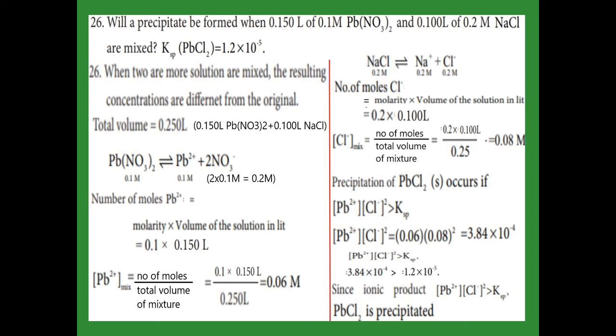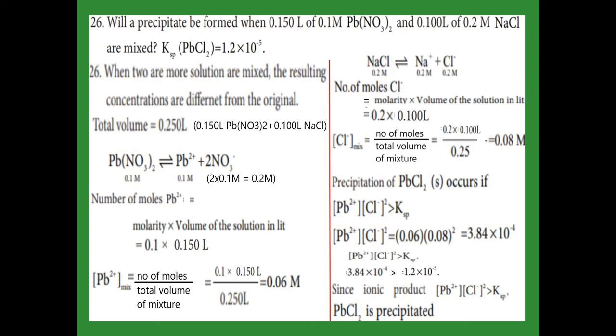Then the other salt, sodium chloride, in water splits as Na⁺ and Cl⁻. The sodium chloride molarity is 0.2 molarity, so 1 mole gives 1 mole of Na⁺ and Cl⁻ also 1 mole, so the molarity of Na⁺ is 0.2 molarity and Cl⁻ molarity is also 0.2 molarity. The number of moles of Cl⁻ we calculate by the equation molarity times volume of the solution. The sodium chloride volume is given as 0.100 liter. You put that volume, and the Cl⁻ molarity is 0.2. Put that value. Now we are going to calculate the concentration of Cl⁻ in the mixture.